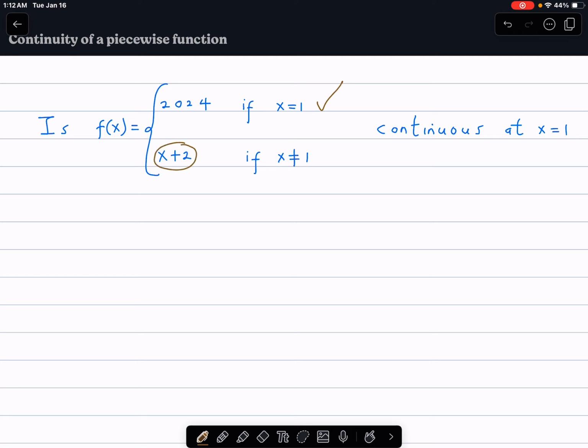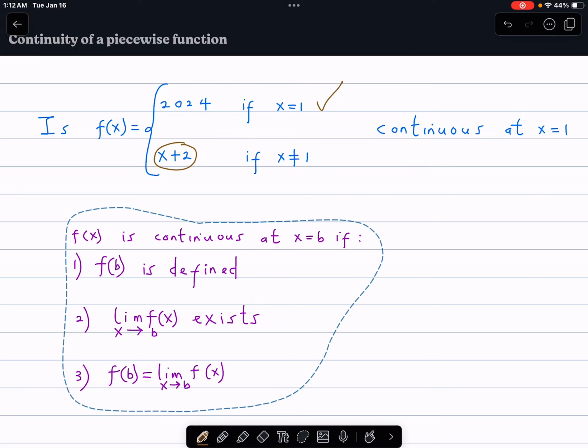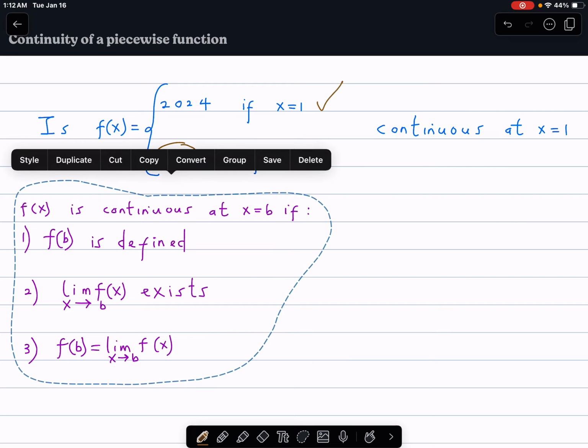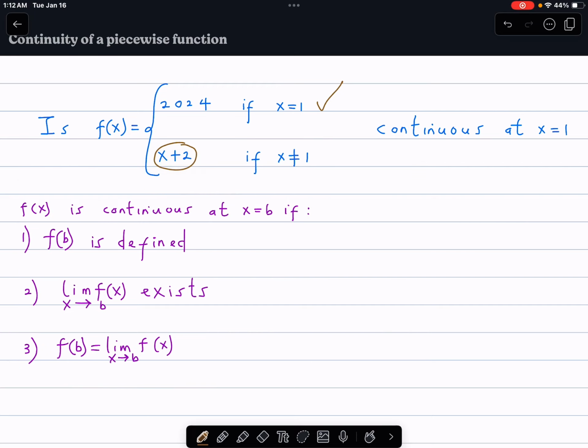When you want to check if a function is continuous, what are the conditions we need to check? From the definition of continuity, we say a function is continuous at a point, maybe x equals b, if at that point, when you plug b into the function, you get a real number. It is defined. That's the first condition. Number 2, the limit as x approaches that point exists. And number 3, f of b is equal to the limit of f of x as x approaches b.